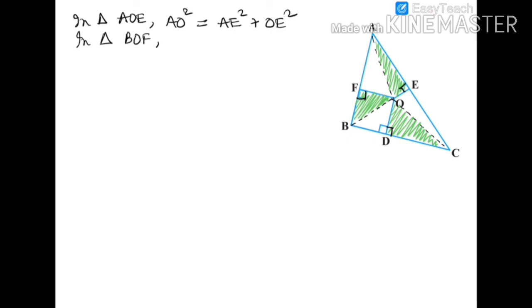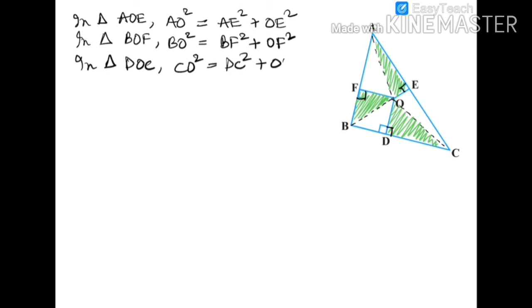Likewise in triangle BOF, BO square is equal to BF square plus OF square. And in triangle DOC, CO square is equal to DC square plus OD square.